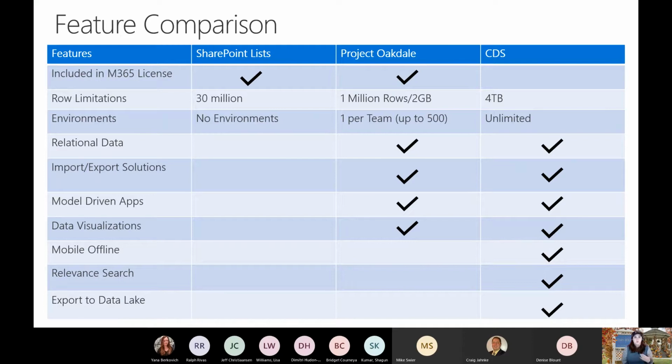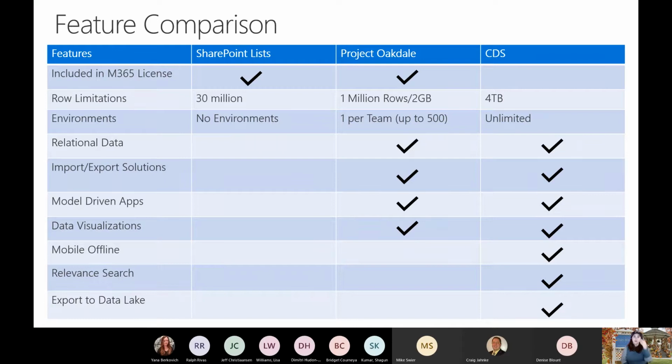Then we need to get into the concept of row limitations. With SharePoint list, you can actually have quite a bit of rows, those 30 million rows. The main problem, though, when you're using that within Power Apps is your delegation, right? You're going to run into more delegation issues. Even though you can store 30 million rows, actually accessing those might be a pain depending on how much data and how you're needing to filter and return it because of the delegation issues. With Project Oakdale, you're going to be able to have 1 million rows or 2 gigabytes per environment, which is per team. And Common Data Service, you have 4 terabytes of data. So that's kind of the comparison there.